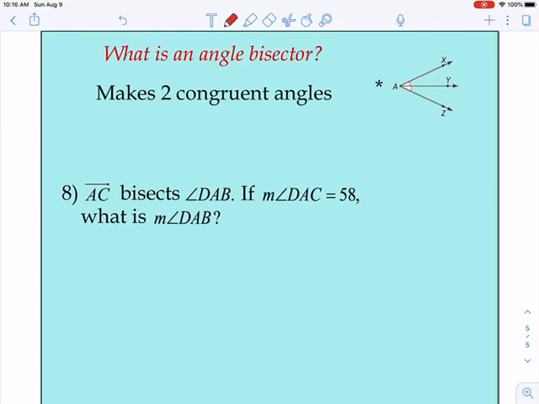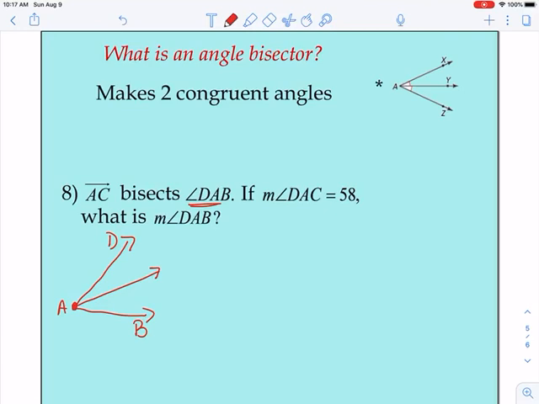So I'm going to first draw angle DAB. Doesn't really matter what it looks like. We just want to have something visual to help us out here. So there's my angle DAB. So now AC is going to bisect that. Well, here's A. So if I want AC to bisect that, I'm just going to draw a ray that originates at A and goes out.